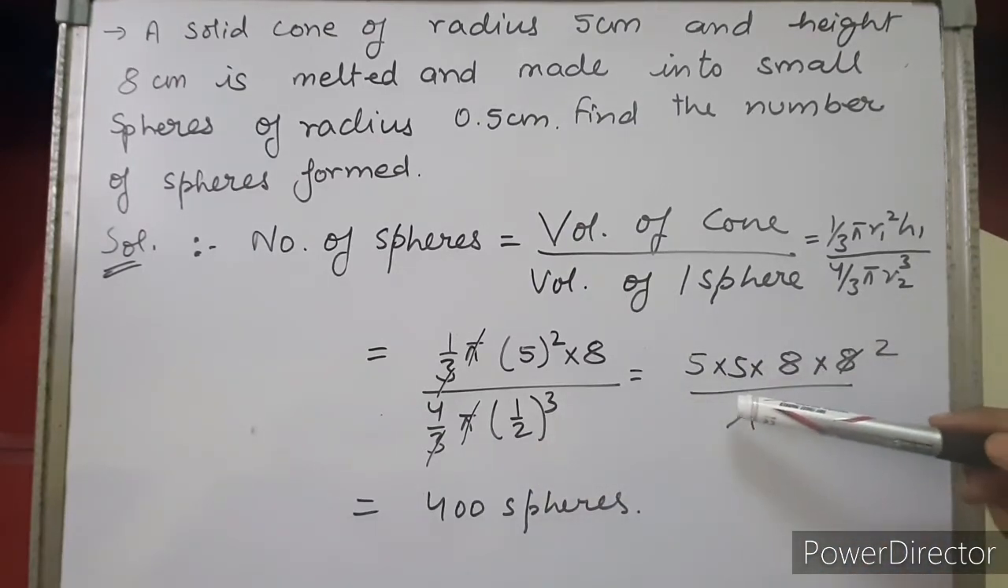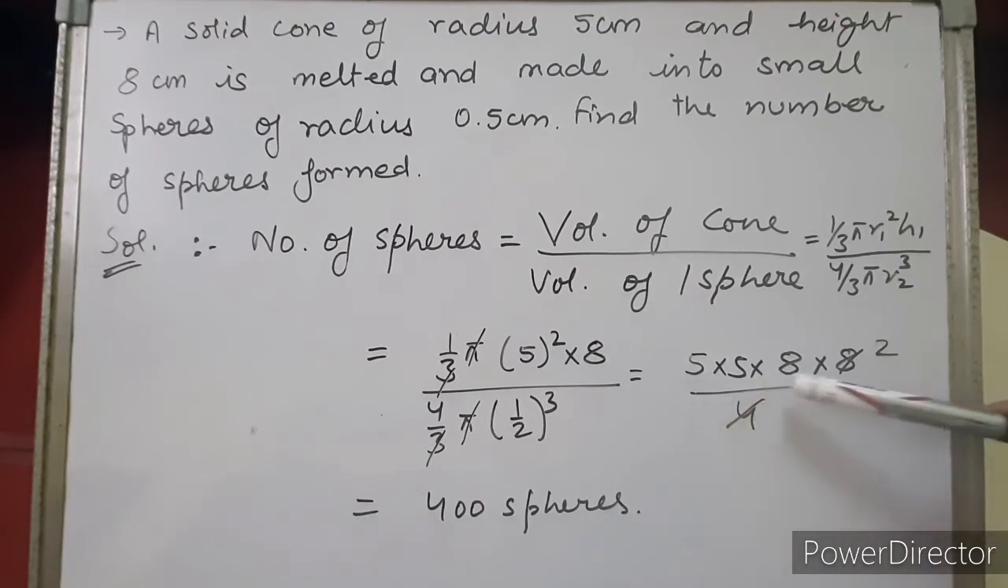So finally we'll get numerator 5 into 5 into 8 into 8. This 8 will go in the numerator and this will come here in the denominator. So this 4 2s are 8. Now 5 5s are 25, 8s are 200, into 2, that is 400. That means the number of small spheres of radius 0.5 centimeters formed is 400 after melting a cone. 400 such spheres of radius 0.5 centimeter can be obtained. Alright children, please note down the solution.